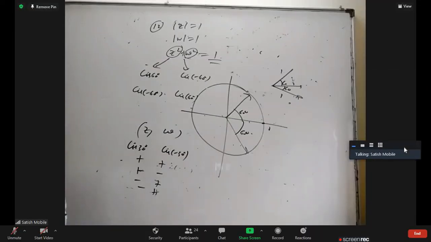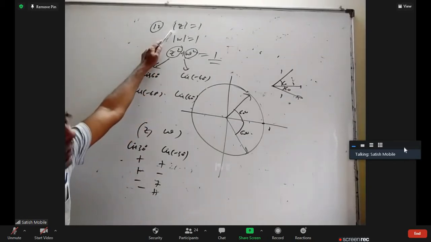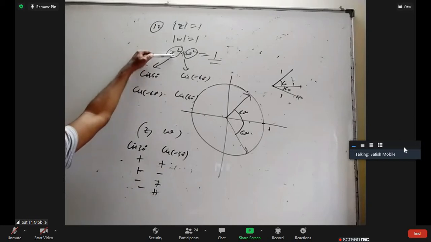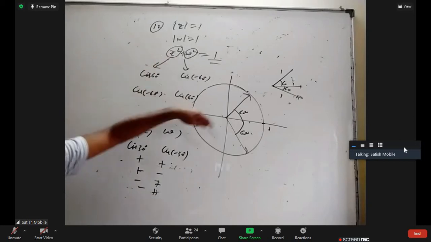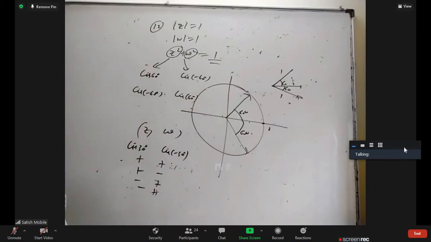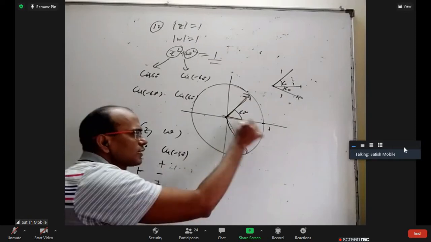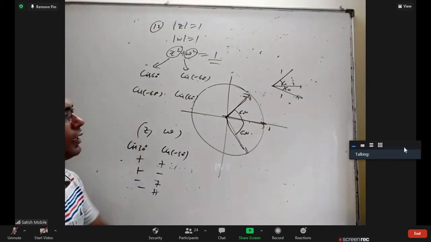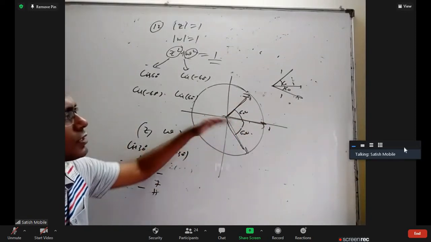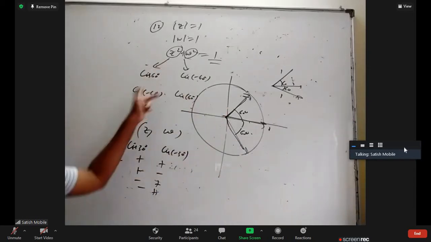I said only one thing, that Z square is a unit vector. Not only Z is a complex number of magnitude 1, this also has magnitude 1, and this also has magnitude 1. So both are on the unit circle, but their sum should be exactly 1, not just magnitude 1. So I am looking for two unit vectors whose resultant is 1 itself. Then I have to take 60 degrees this way, 60 degrees this way. That is this 60 and this minus 60. That's why I wrote it. You can also write it in reverse.